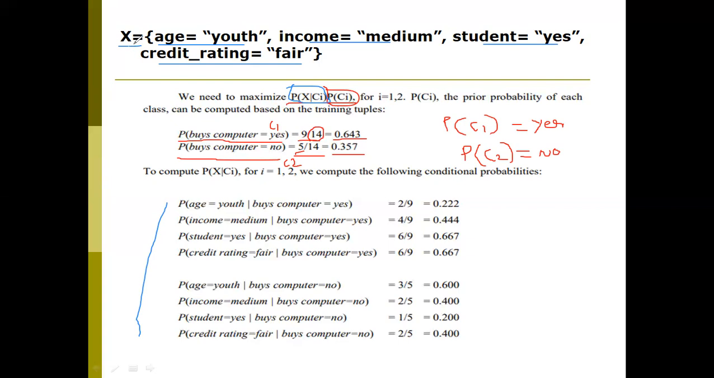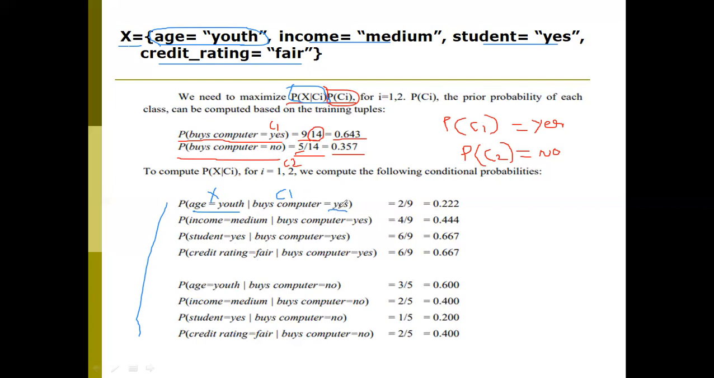Now let us calculate the probability one by one. What is the first one? Age youth. In the X place, I'm going to replace age equal to youth. This is X by Ci, and Ci in the sense it's C1. Probability of X by C1, where C1 means buys computer is yes.